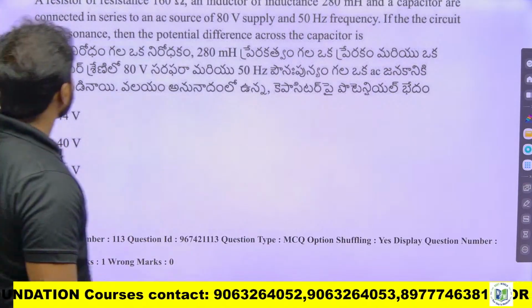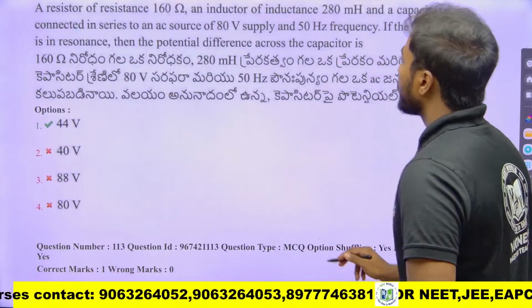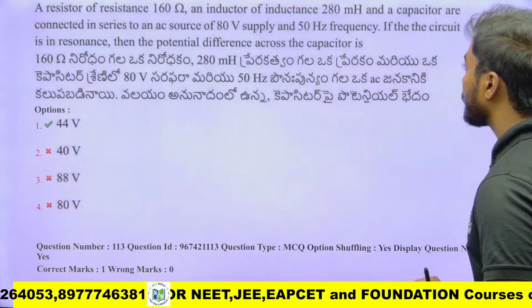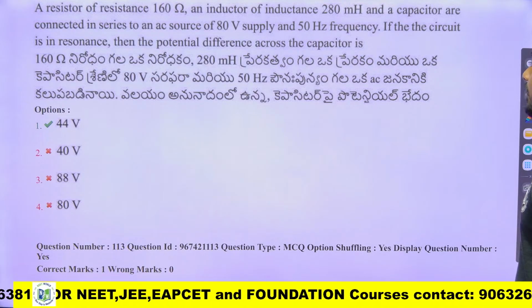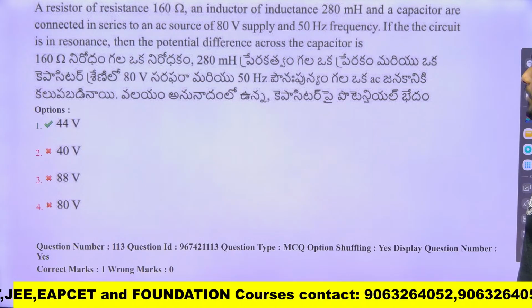A resistor of resistance 160 ohm, an inductor of inductance 280, and a capacitor are connected in series to an AC source of 80 volt supply and 50 hertz frequency. If the circuit is in resonance, then find the potential difference across the capacitor.